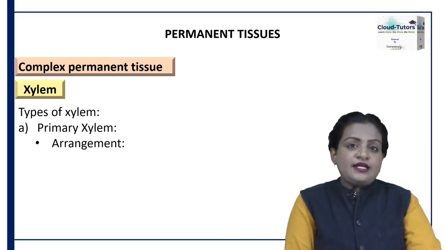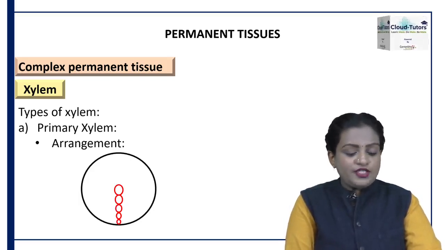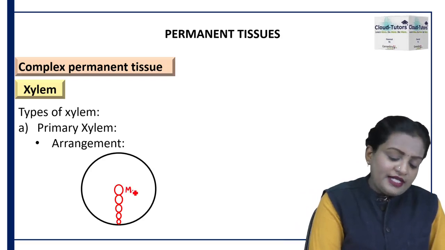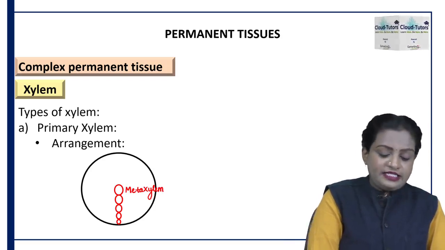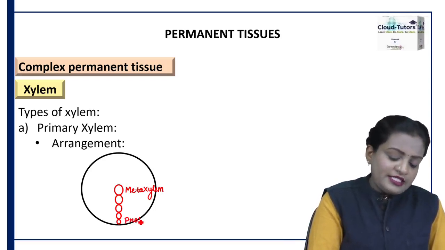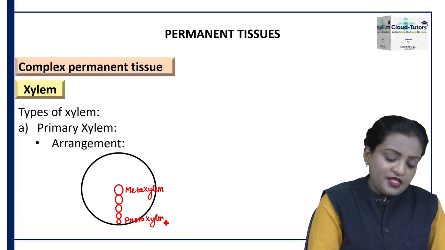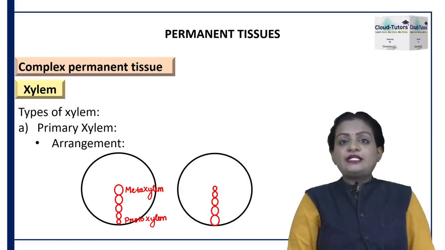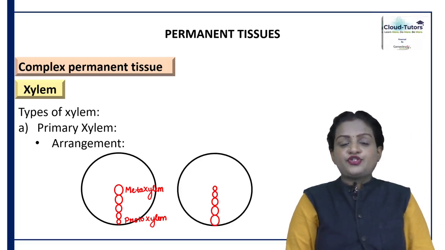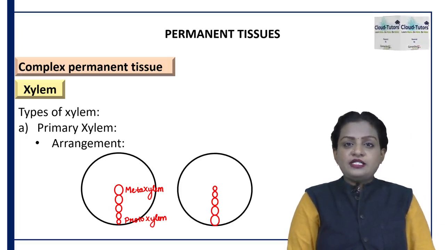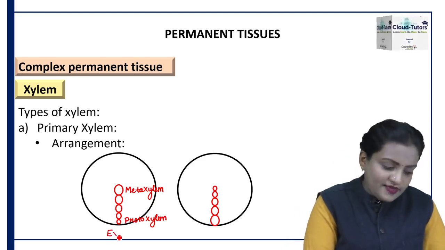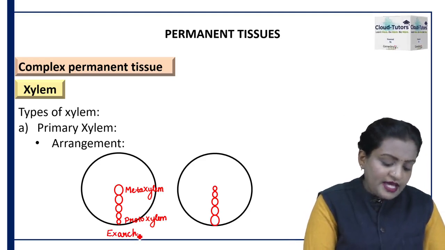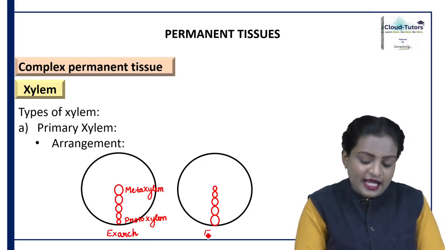And primary xylem arrangement can be of four types. First one is when we have metaxylem at the center. Metaxylem is in the center and protoxylem is at the periphery. Second type is opposite, where metaxylem occupies the peripheral position and protoxylem occupies the central position. In first case, it is known as exarch type of arrangement. In second type, it is known as endarch type of arrangement.